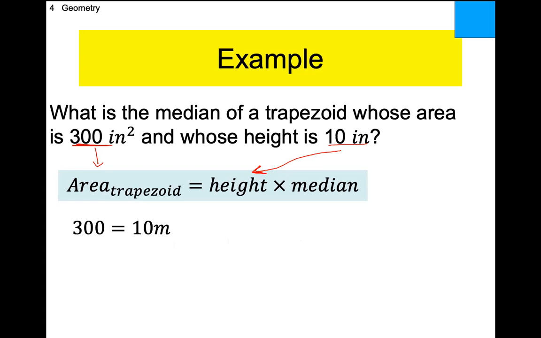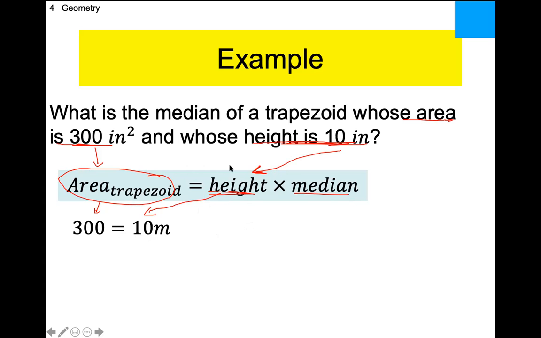Matt, do something. Well, what would that something be? You've actually lost me now. Well, do you see where I put the 300? I put it for area of a trapezoid because it literally says that the area is 300. So all I'm doing is substituting in a 300. It says whose height is 10 inches. So I'm substituting in 10. Now there's only one variable left, and that variable is m for median. Now just simply solve for it.